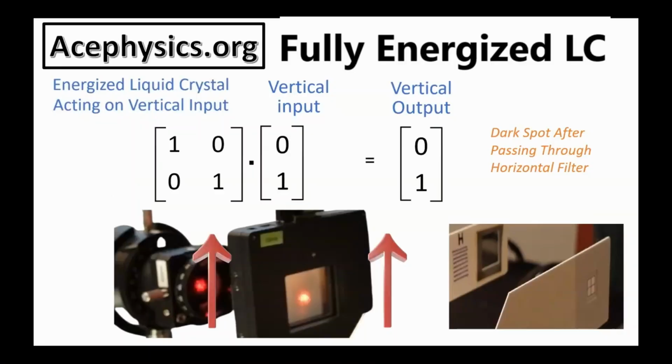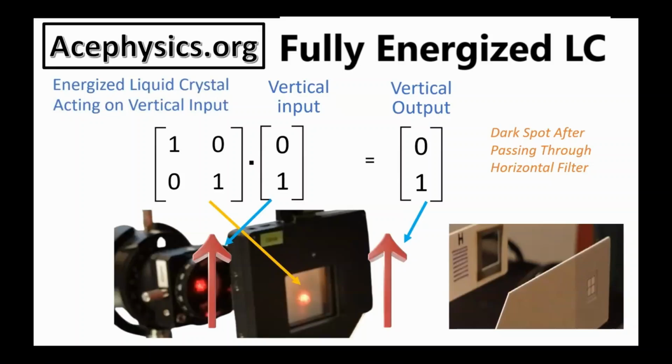Light polarization can be described mathematically using vectors and matrices. In this demonstration, we'll see how a liquid crystal device modifies the polarization of light and how these transformations can be represented using matrix multiplication. We begin with vertically polarized light incident on a liquid crystal that is energized. Because the crystal is energized, it does not change the polarization state of the light. Mathematically, this is represented by multiplying the Jones vector for vertically polarized light by the identity matrix.